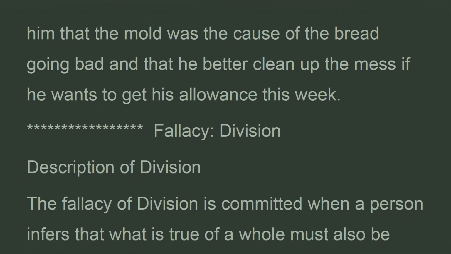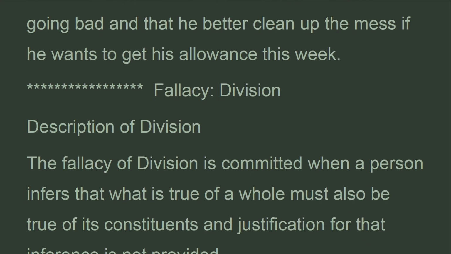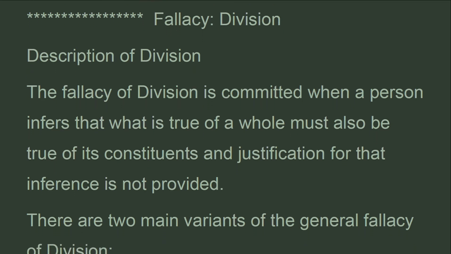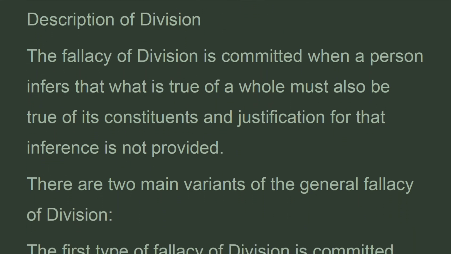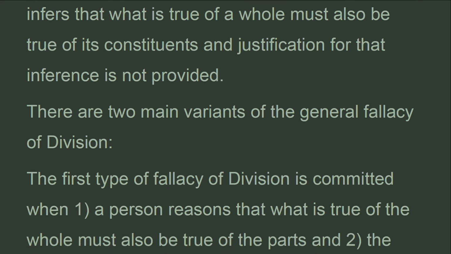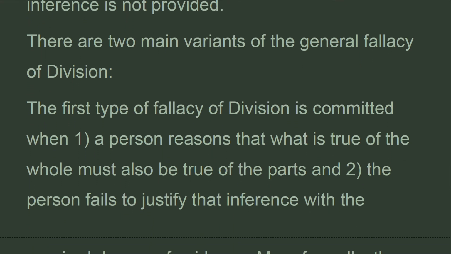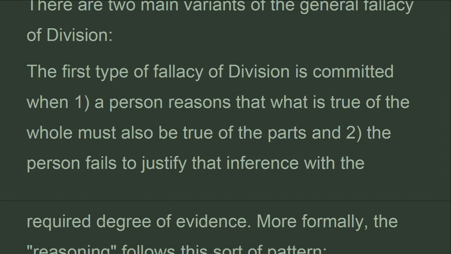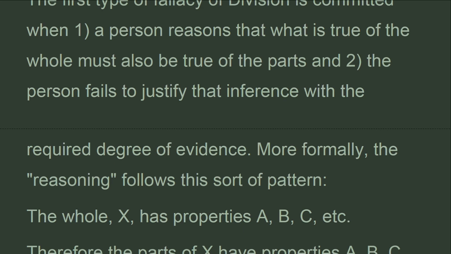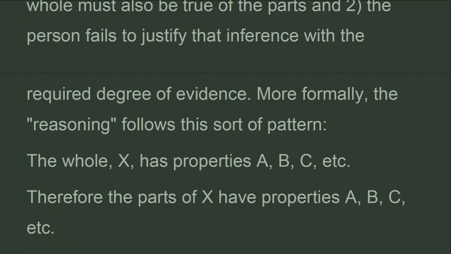Fallacy: Division. Description of division. The fallacy of division is committed when a person infers that what is true of a whole must also be true of its constituents and justification for that inference is not provided. There are two main variants of the general fallacy of division. The first type of fallacy of division is committed when 1. A person reasons that what is true of the whole must also be true of the parts, and 2. The person fails to justify that inference with the required degree of evidence.